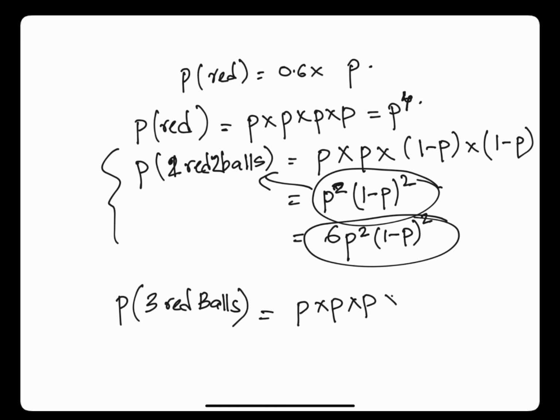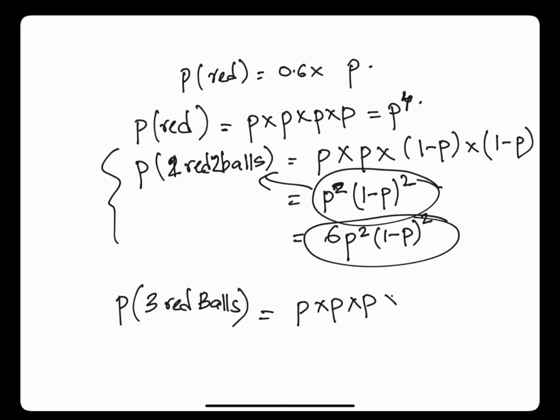And if we want to find the probability of no red balls, then it should be 1 minus p into 1 minus p into 1 minus p into 1 minus p, and that gives us (1 minus p) whole to the power 4.